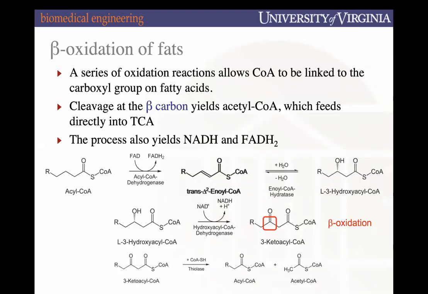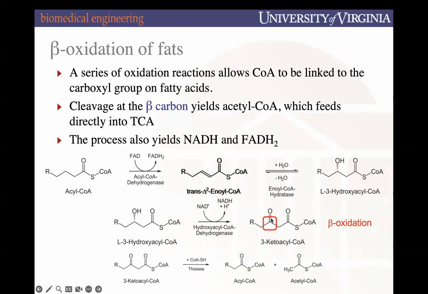The use of fats is also another substrate that can be leveraged to help create energy and feed into these pathways. There can be a series of oxidation events that allows coenzyme A to be linked onto some fatty acids. As an example, we can have coenzyme A bound to an acyl group that produces acyl-CoA. There'll be a dehydrogenase event that produces an FADH2 and produces this metabolite here. And there's going to be a series of events where another final dehydrogenase event produces this ketoacyl-CoA.